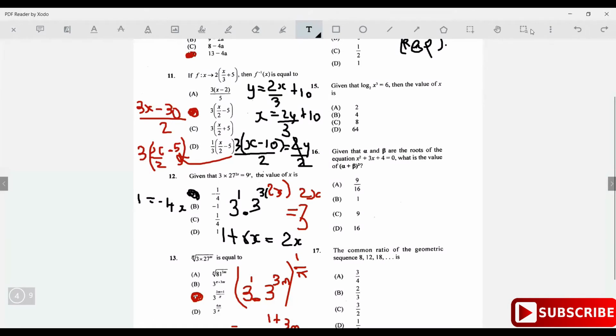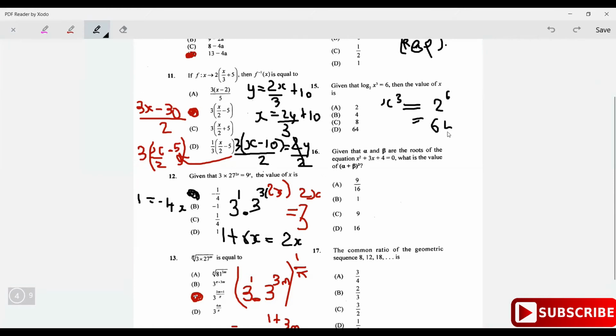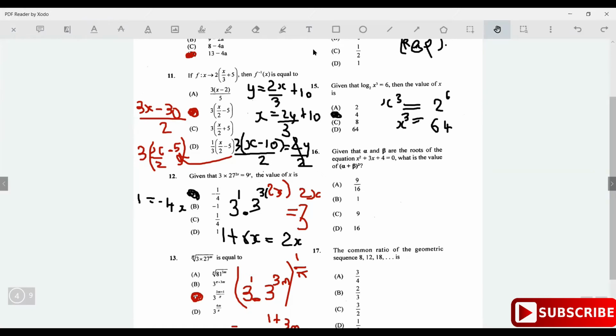Now looking at question 15, it says log base 2 of x cubed is 6. Then what is the value of x? To find the value of x, we know that x cubed is equal to the base 2 to the 6. That's what we know by the definition of logarithm. 2 to the 6 is 64, and so x cubed is 64. We need to cube root them, and so x equals 4. 4 cubed is 64. Yes, that is true. Easy question.